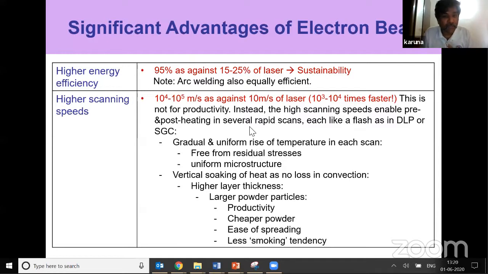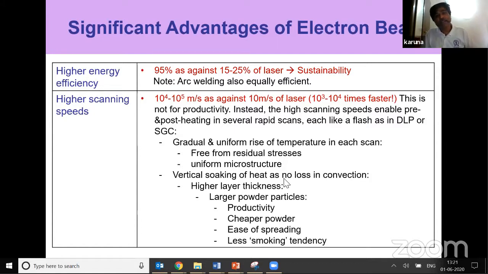It is not the productivity. So I want you to remember that high scanning speed in electron beam does not lead to high productivity, but it gives you a component which is free from residual stresses. That means the quality of the component will be very high. Warpages will be very low.